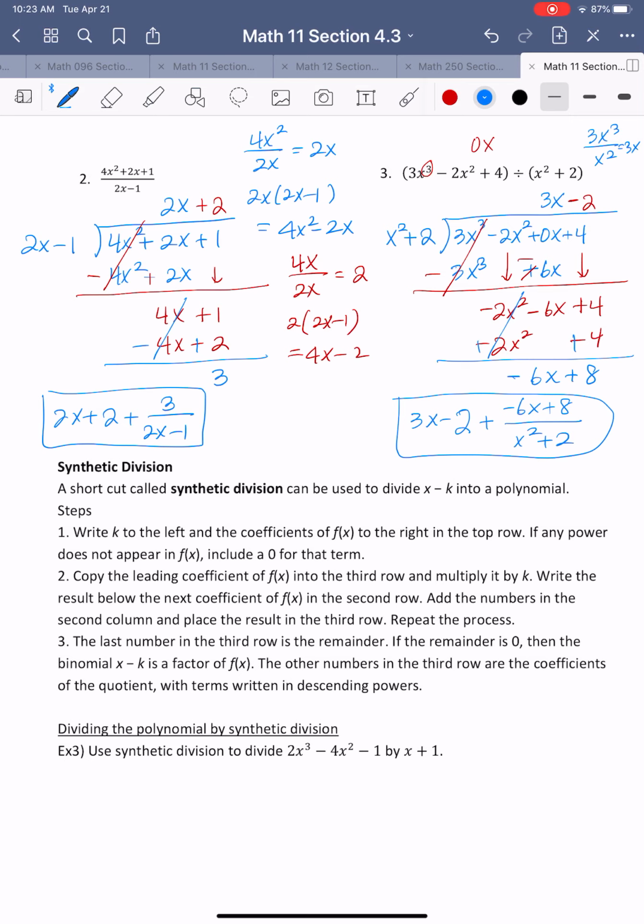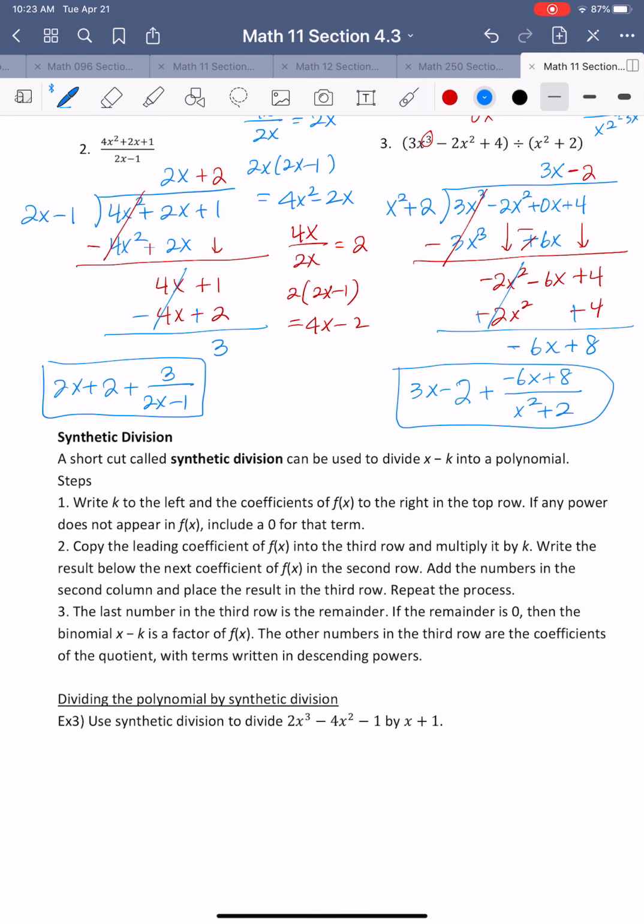All right, there's another way we can do polynomial division. It's going to be synthetic division. Synthetic division means the divisor always needs to be a linear factor x minus k. In this case, we only use k. But k already comes with the negative, so you have to watch out for the sign.